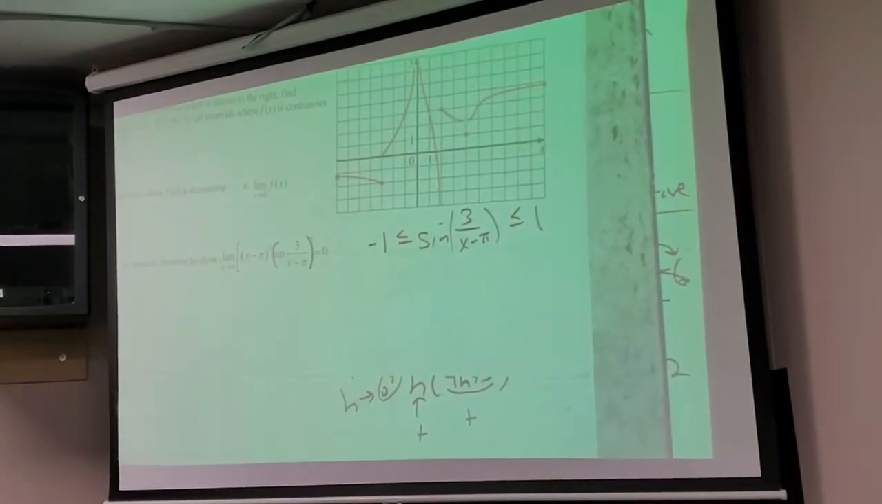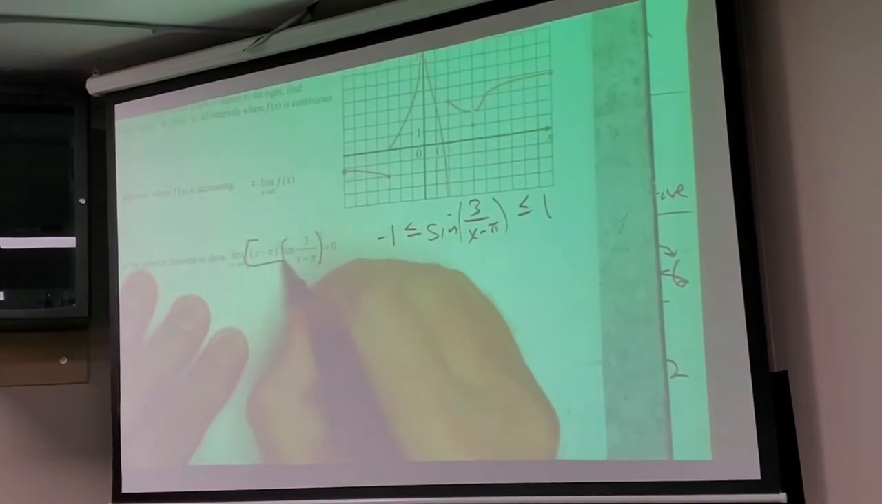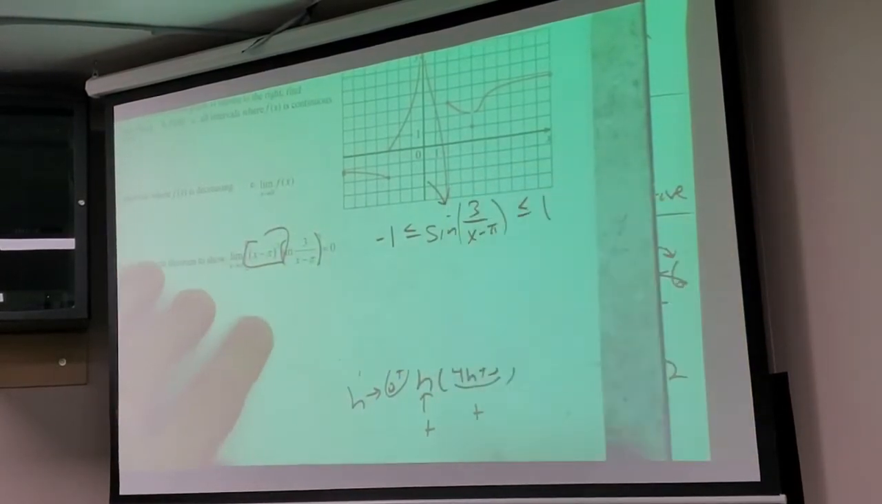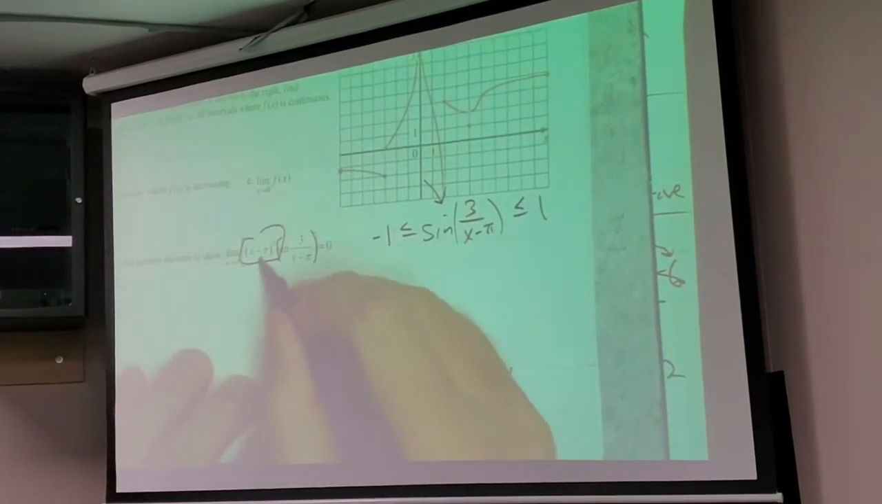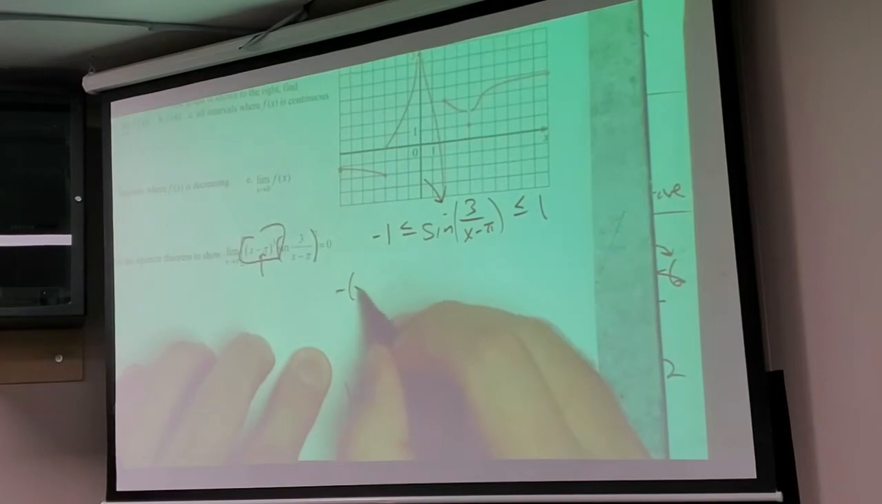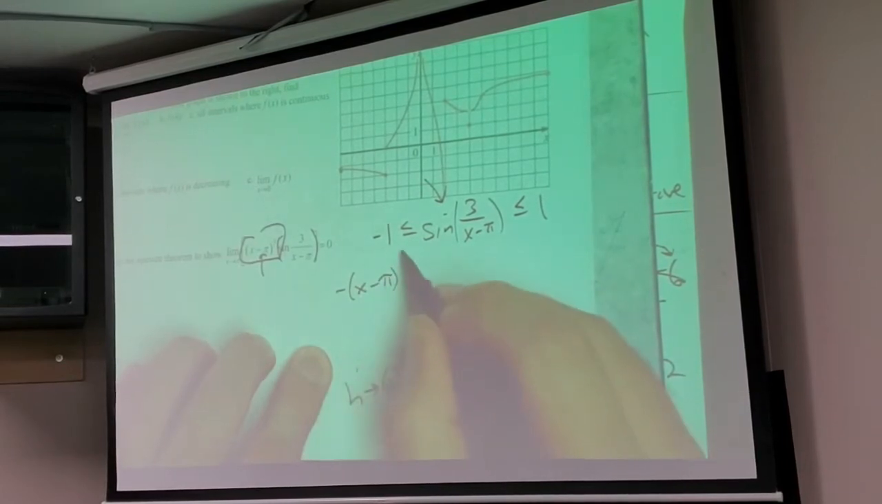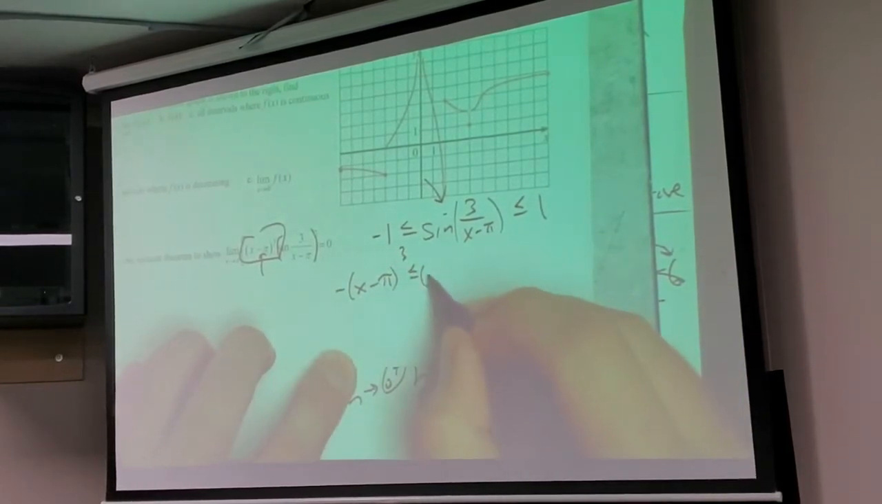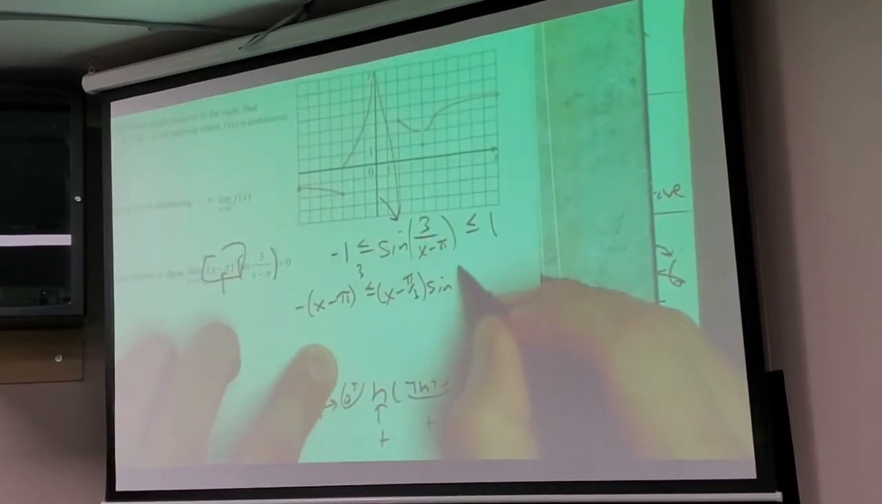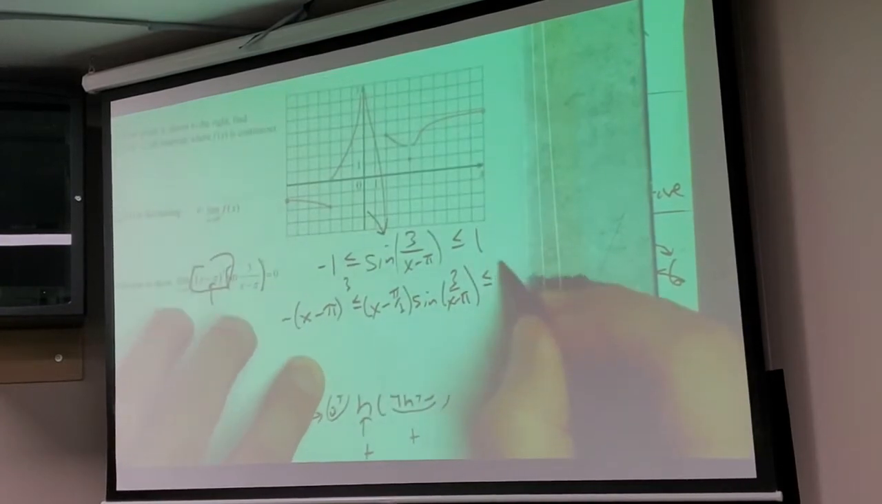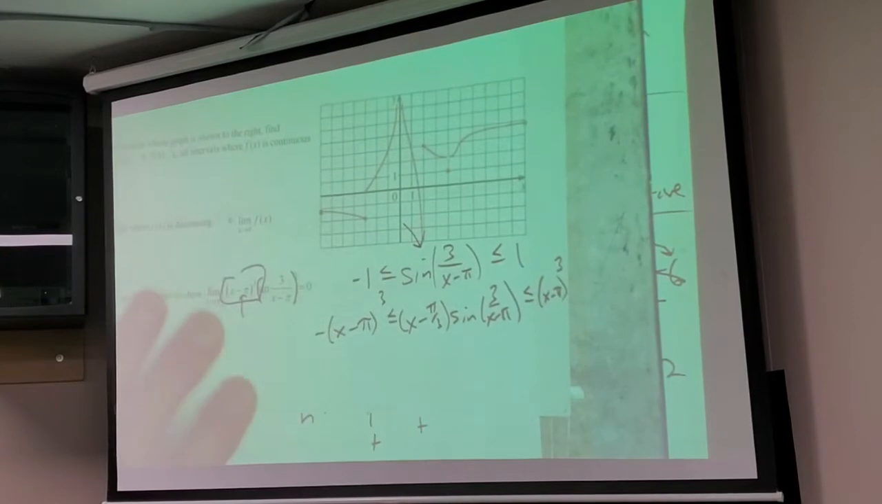Now is where we bring in this piece, because I can't say anything. This isn't my function. This is just a piece of it. So now I'm going to multiply everything by this. Now I've built my function in the middle, correct? Did you give yourself enough room? Probably not, Jeff.